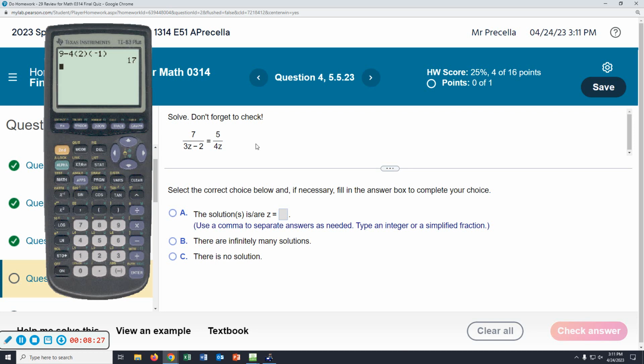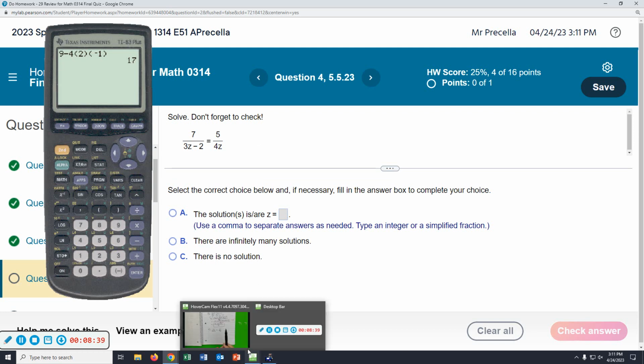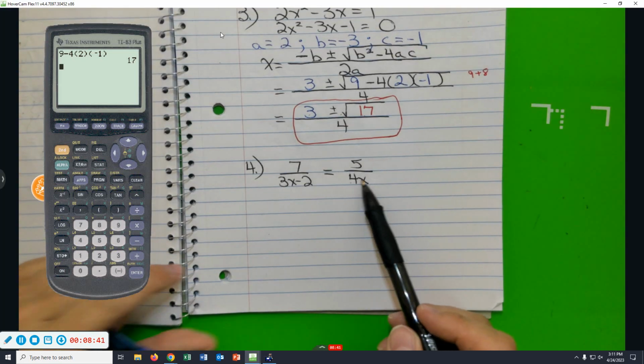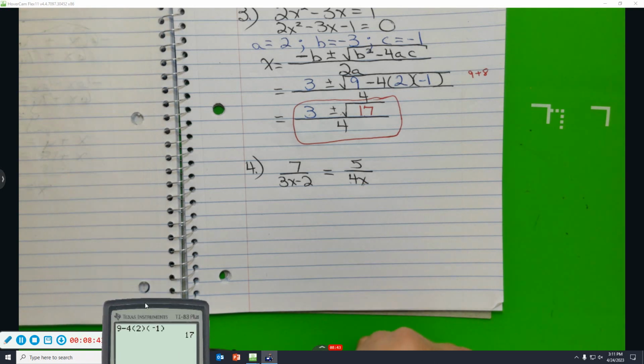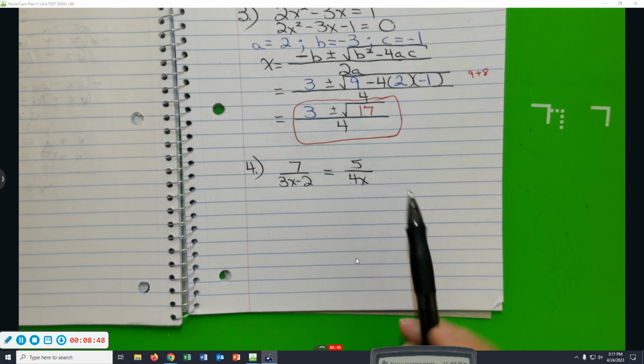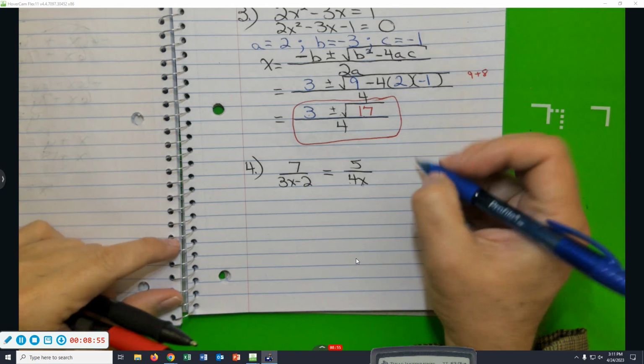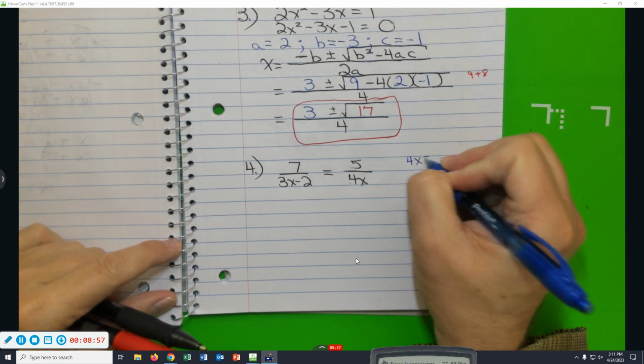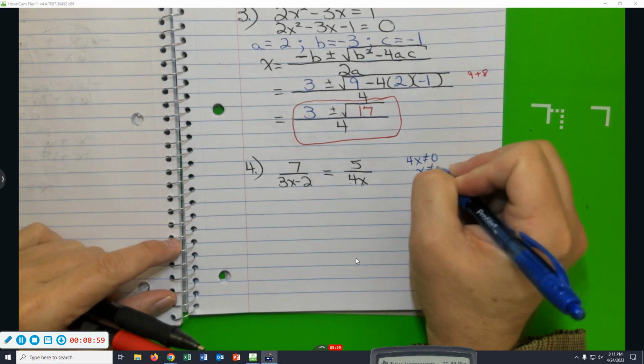We don't want denominators of 0. So look at this denominator. What number would give us a denominator of 0 here? 4 times what is 0? 0. So we can't let X be 0. If we work through here and we get a 0, we're going to have to cross it out. So we don't want X to be 0.